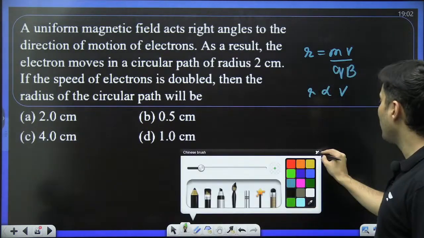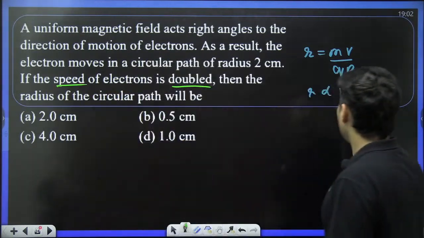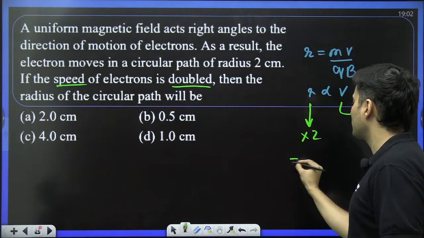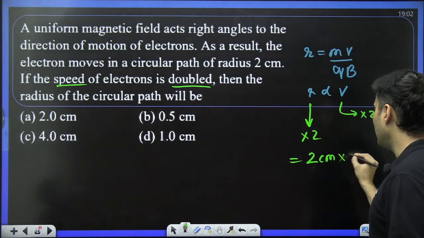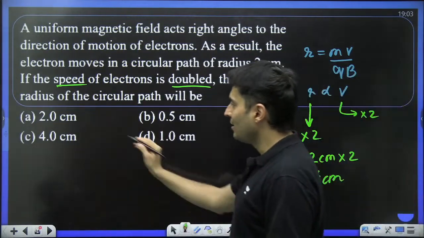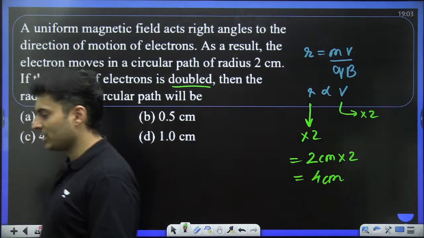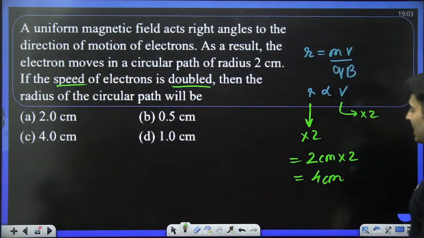So think now what should happen if the speed is doubled. That means velocity is made 2 times, radius will also be 2 times. So radius originally was 2 centimeters, 2 centimeters into 2 times will be nothing but 4 centimeters, which is C. For Captain Shreyas, yep, it is option C. Very good, Pravina. Excellent. Yes, that's the correct answer.